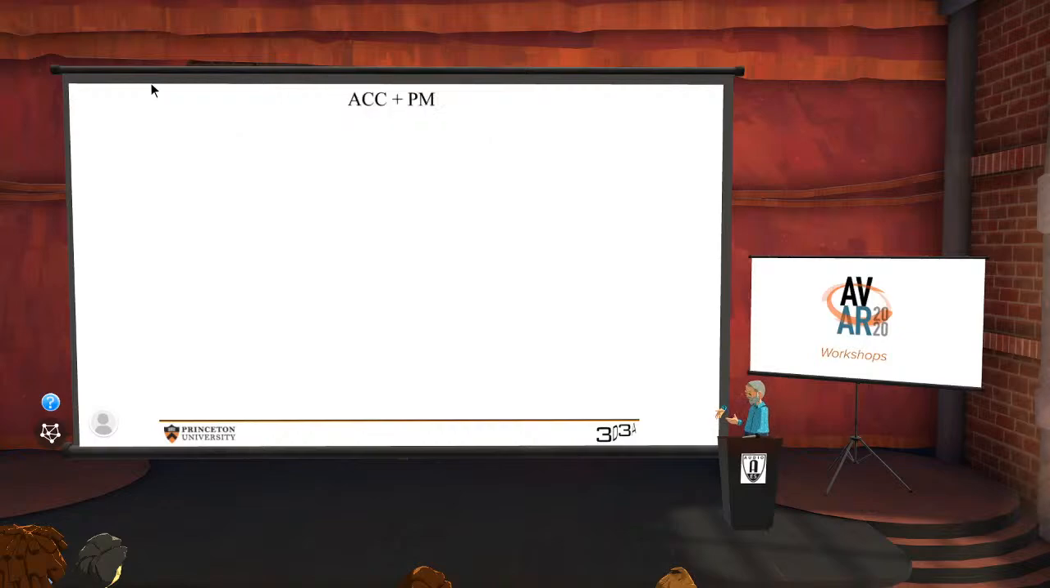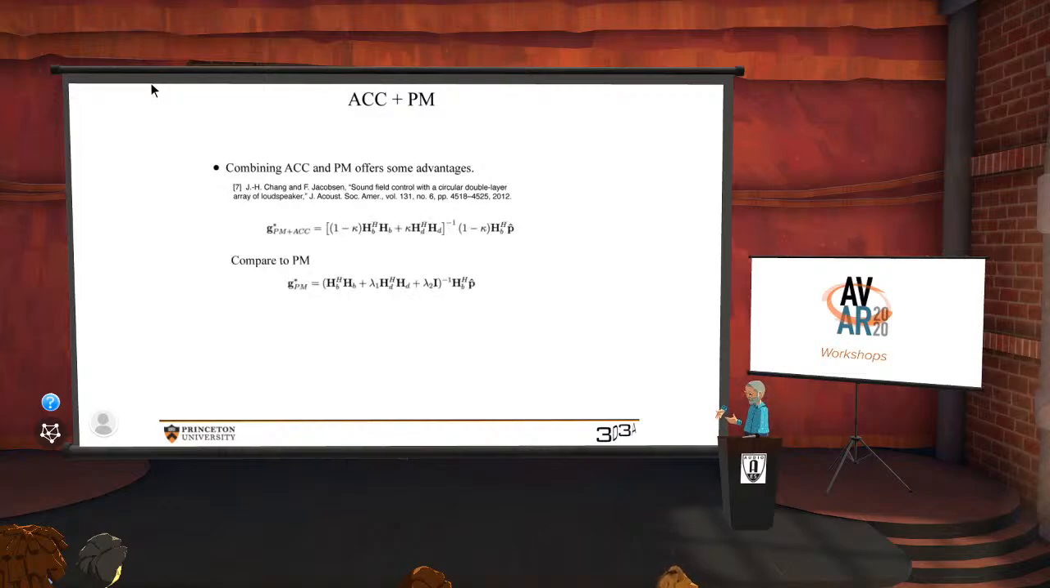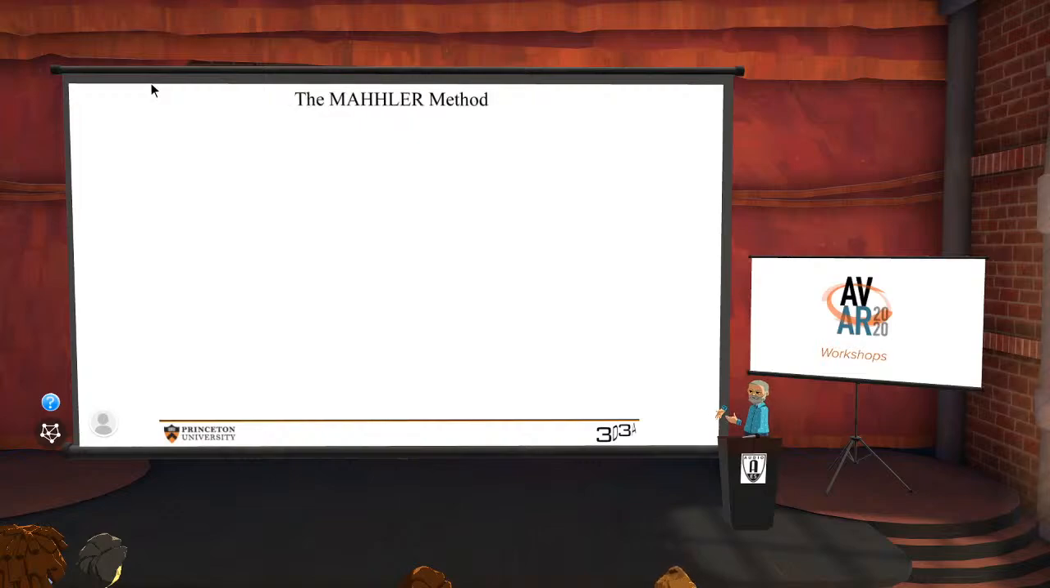Okay, I'm not going to talk about this, but there's a way of combining both that has been discussed in the literature back in 2012. That's a paper on combining both methods, and it shows some advantages, that you end up requiring fewer speakers. I'm not going into detail because I have only a few minutes left, and I'm going to get to the modern method. The modern method is a method that we developed over the past 3 years in my lab.